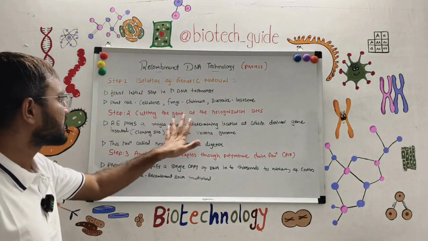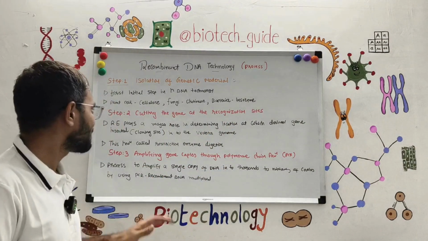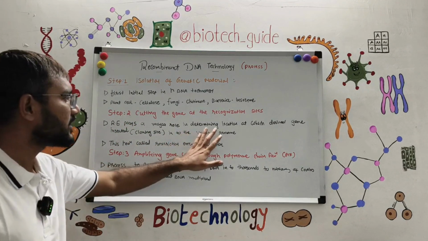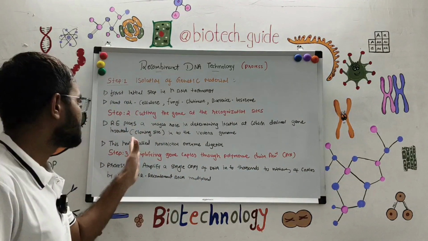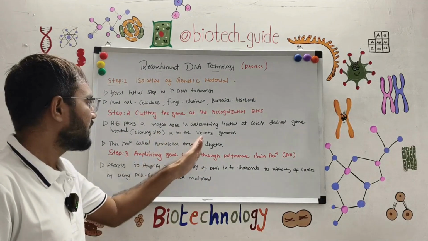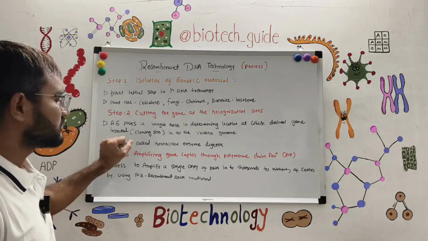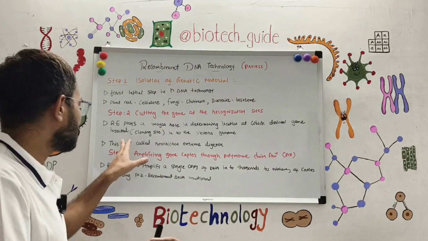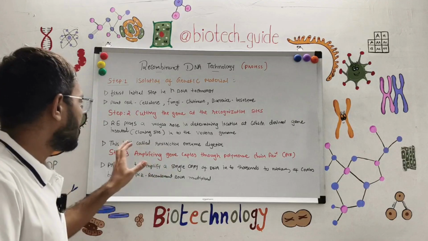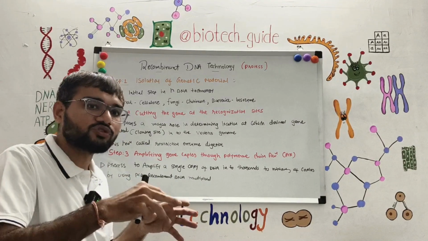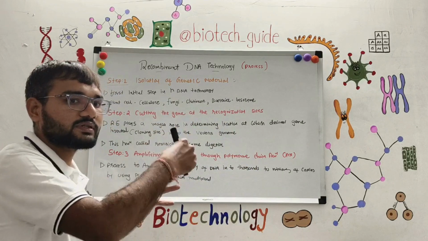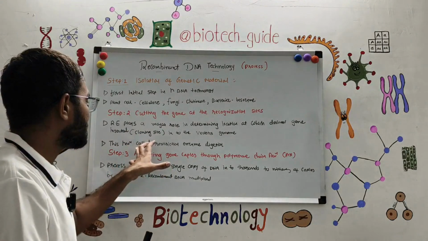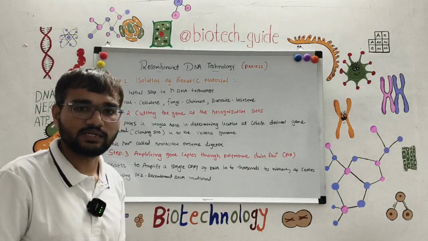Then step 2, cutting the gene at a recognition site. Here restriction endonucleases (RE) play a major role in determining the location at which the desired gene is inserted, defined as a cloning site, into the vector genome, right? As we discussed, the main function of restriction endonucleases is to cut at a specific site, which is the cloning site, where the desired gene, which we want to amplify, is further ligated into this vector. This reaction is called restriction enzyme digestion.